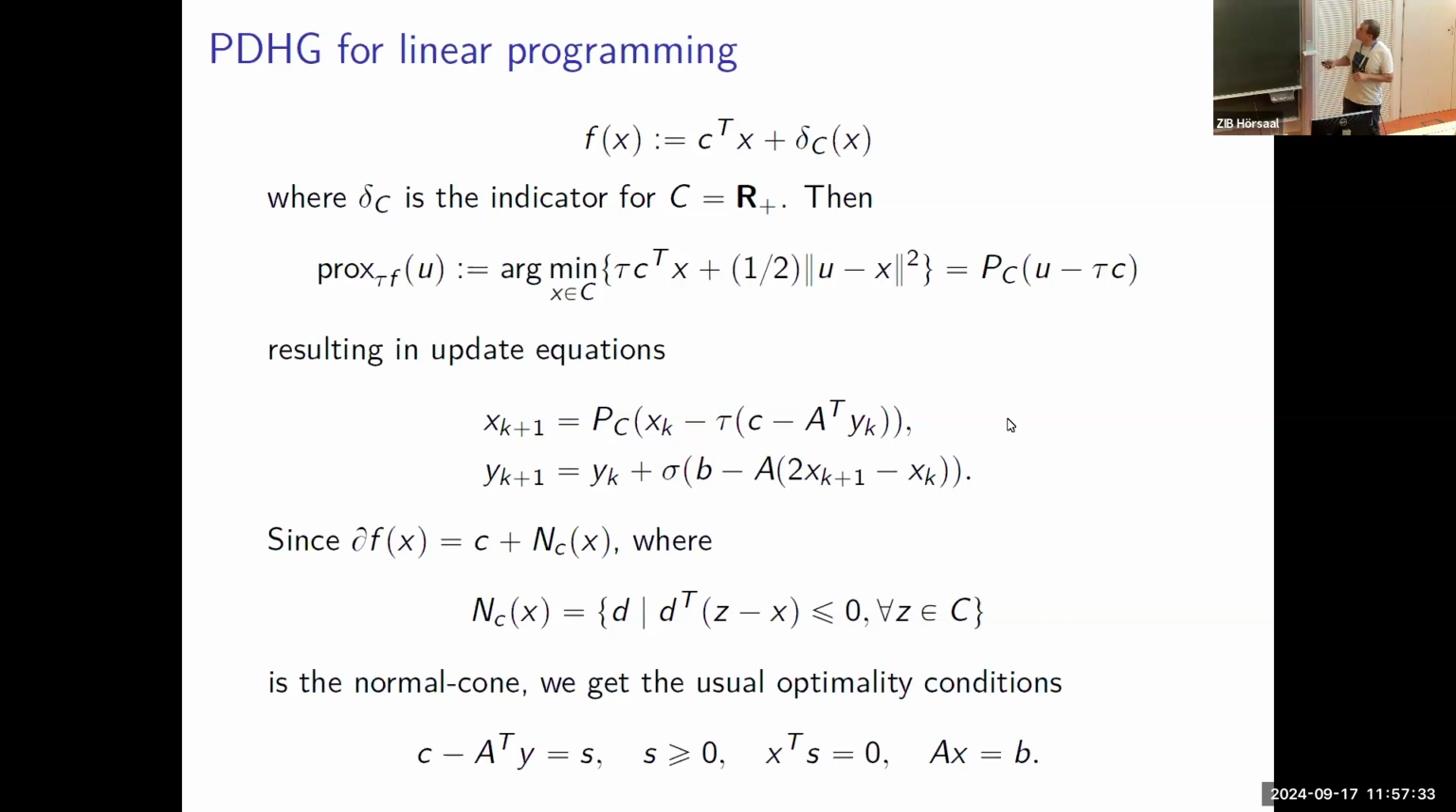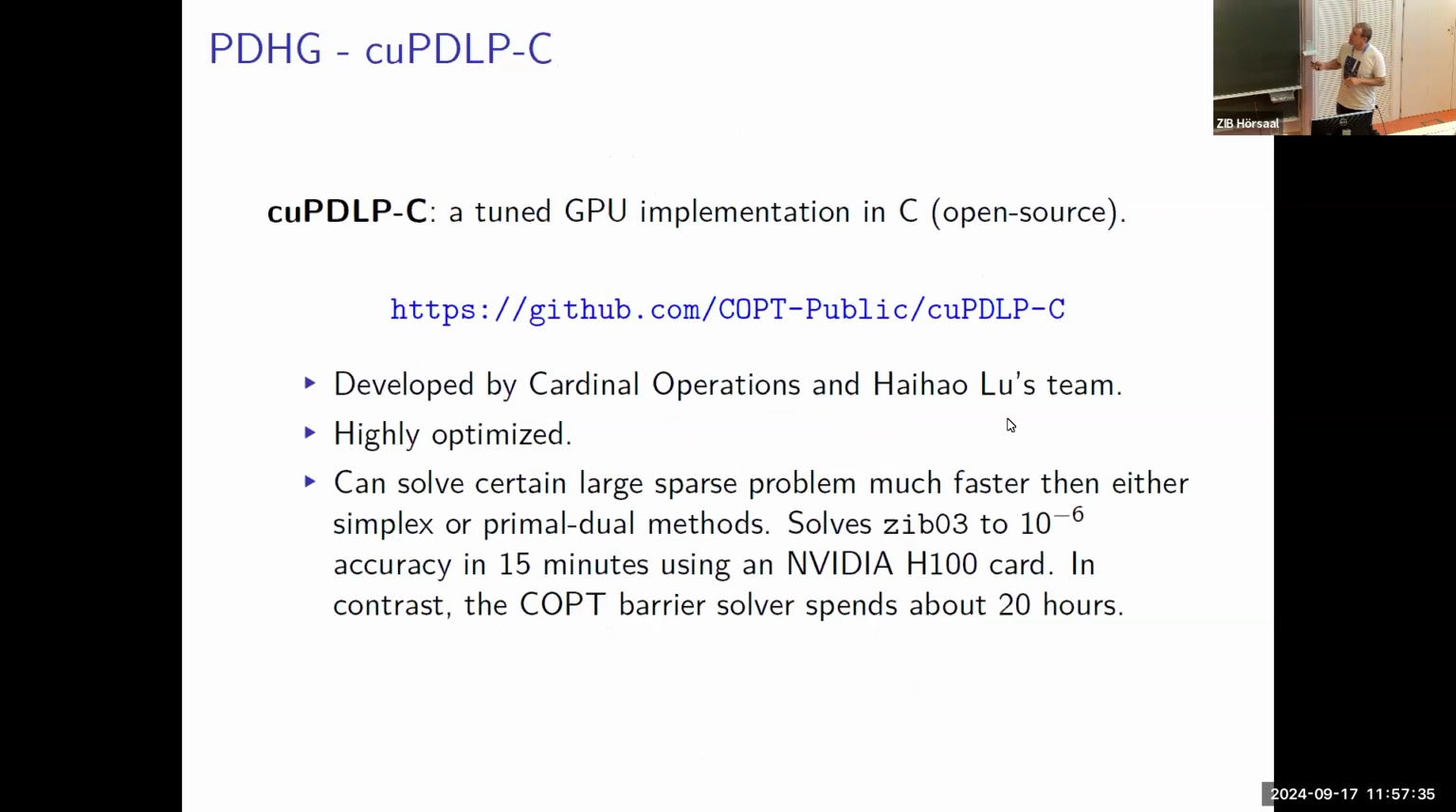But that is PDLP, and my employer Cardinal has invested a lot in that algorithm and improved implementations, including heuristics for better step size selection and other heuristics. I would say it's probably not a general purpose replacement for an LP solver, but for some special super large sparse problems, it's maybe a better alternative.